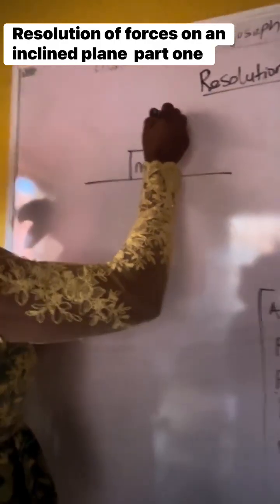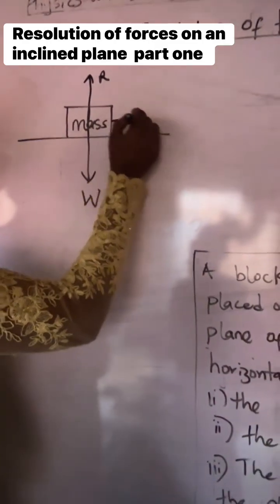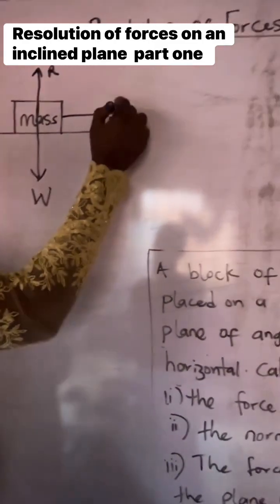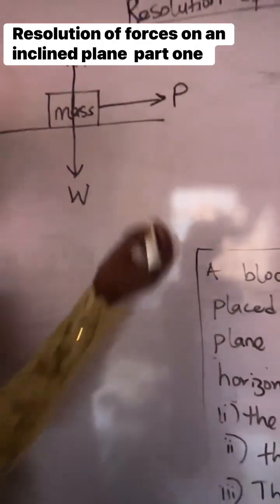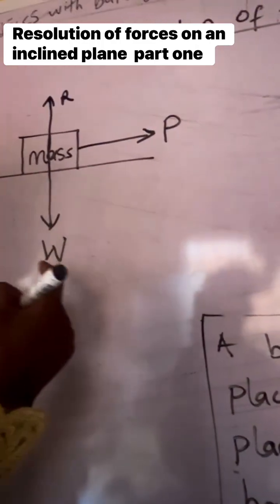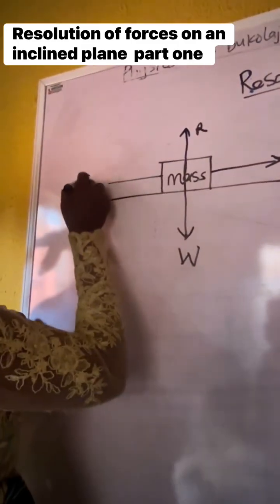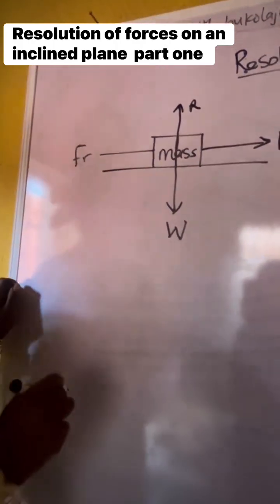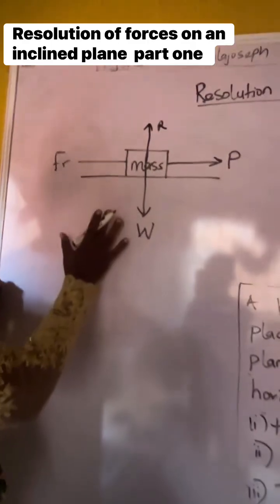what we call the normal reaction. Then on this side, if you are applying a force here, let's call the force either a push or a pull. Let's call this force pull. And of course, there will be another force that will be opposing this motion. So we call it frictional force, Fr. All right. Now we have this understanding. This is just a previous knowledge. Now we want to do inclined plane.